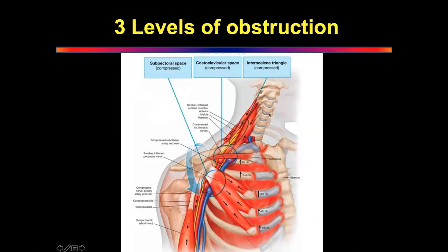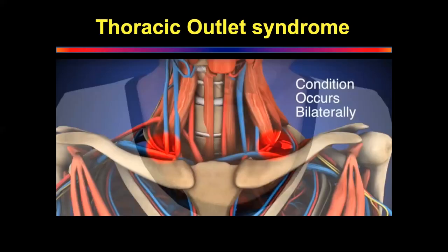Is that clear to everybody? Usually, if there is a congenital problem, something like a cervical rib or a bone or stuff like that, then this problem is usually bilateral. So if it is a more systemic problem, then usually it is bilateral. If it is related to trauma, then it might be unilateral.